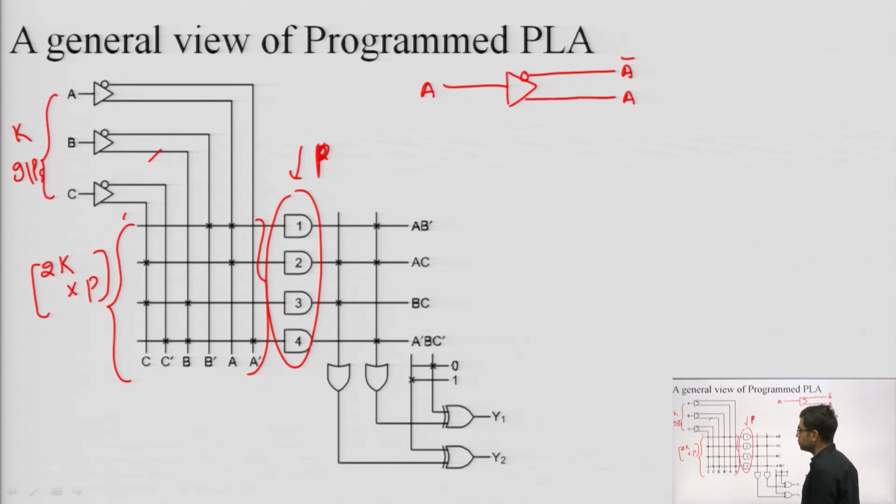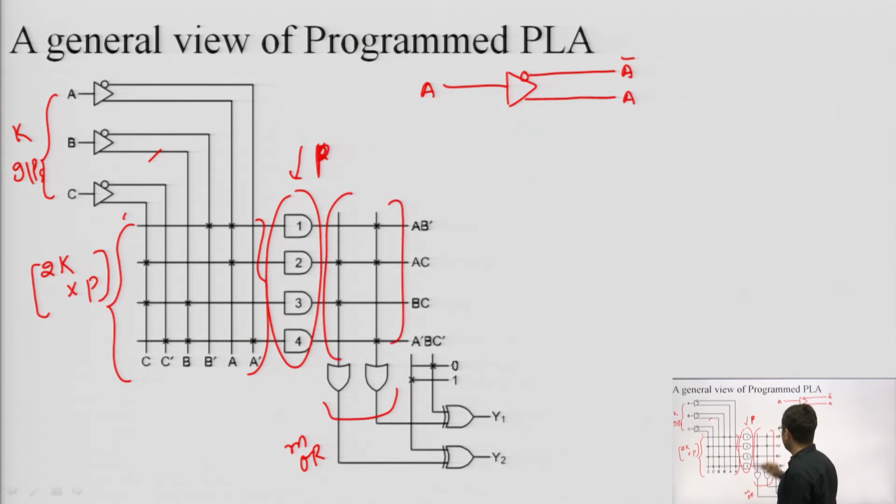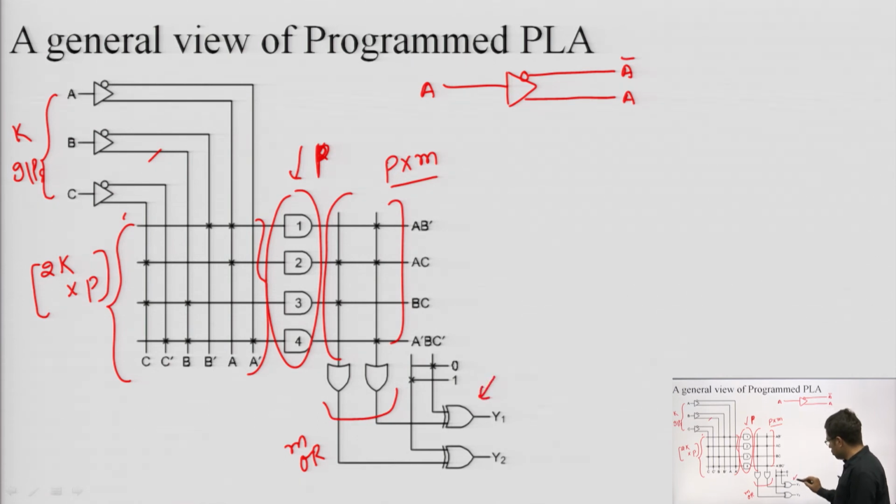Okay, and then those p AND gates feed the OR gates. If there are m OR gates, then the number of programmable links in this OR array will be p into m. After those there will be some additional XOR-based structures which act as a conditional complement circuit.